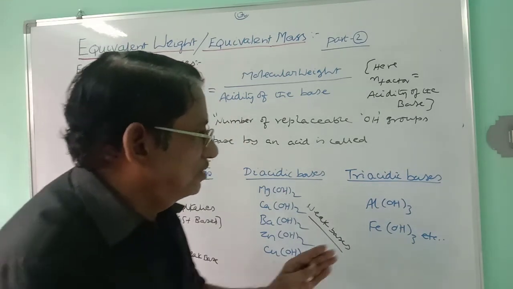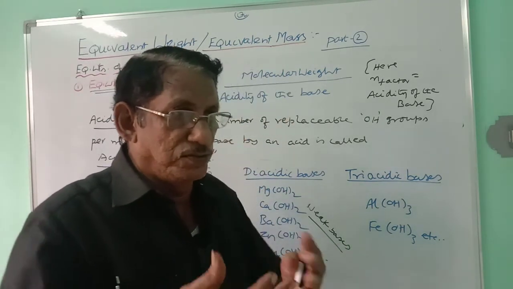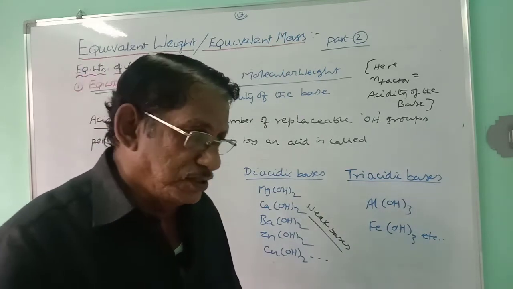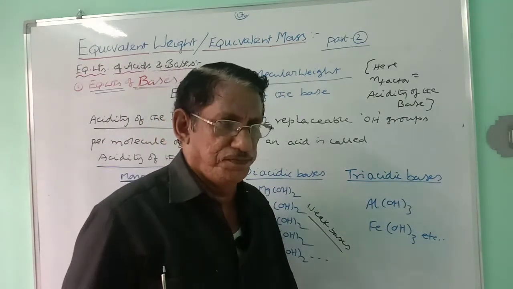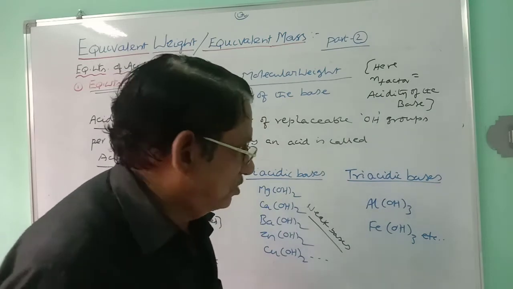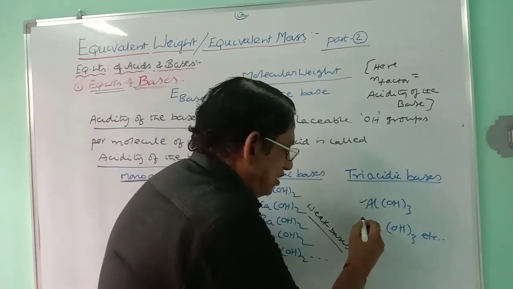Similarly, you can take triacidic bases where the molecule will contain 3 OH groups, and those 3 OH groups can be replaced by an acid. The best examples are aluminum hydroxide and ferric hydroxide.